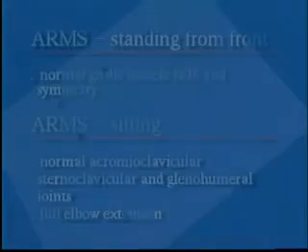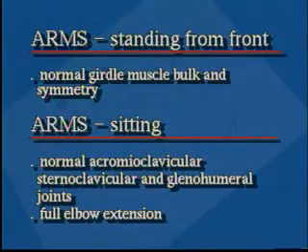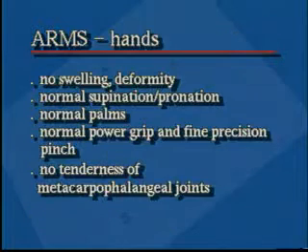Inspection of the arms standing from the front: normal girdle muscle bulk and symmetry. Sitting: normal acromioclavicular and sternoclavicular joints and glenohumeral joints and full elbow extension. On the hands, look for no swelling or deformity, normal supination and pronation, normal palms, normal power grip and fine precision pinch grip, and no tenderness of the metacarpophalangeal joints.